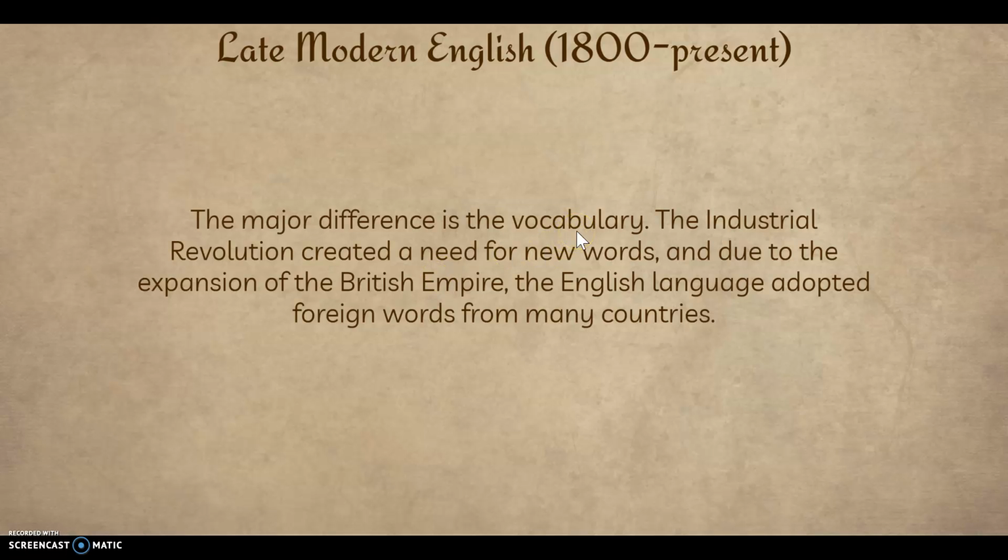So late modern English is technically the same realm that we're under today in Britain, in England. Late modern English started about 1800. The major difference is the vocabulary. So we had a couple of things happening. You had the Industrial Revolution, which created a need for new words, technological language, vocabulary, those kinds of things. And then the British Empire was expanding and kind of taking the show on the road and adapting foreign words from many different countries into the English language as well.